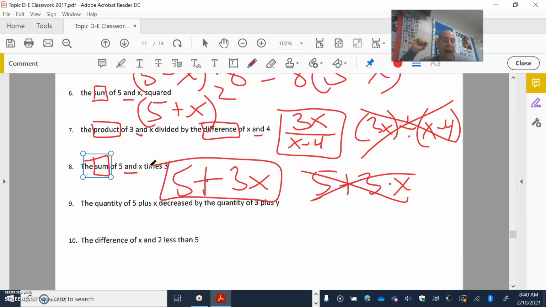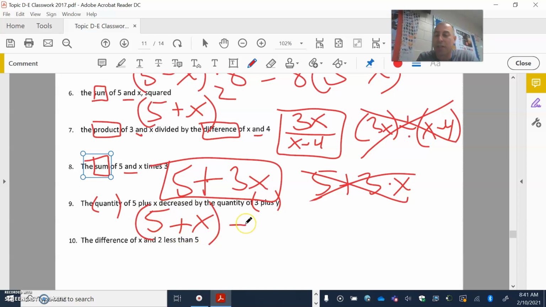Try 9 and try 10. All right, let's see how you did. The quantity of 5 plus x. Quantity means we're going to use some parentheses here. Decreased by the quantity of 3 plus y. So 5 plus x together, we're going to decrease it, so we're going to subtract it. And then again, parentheses 3 plus y. And that's it. You're done. But we do need our parentheses. Remember, that's what that word quantity is going to end up meaning here.